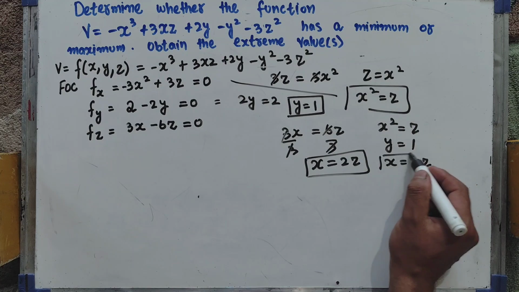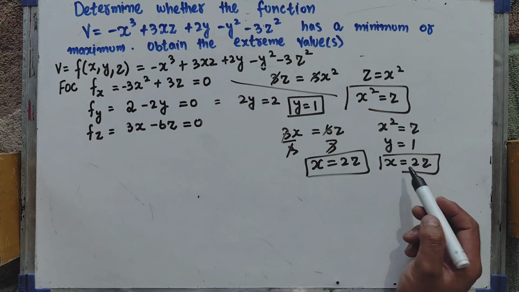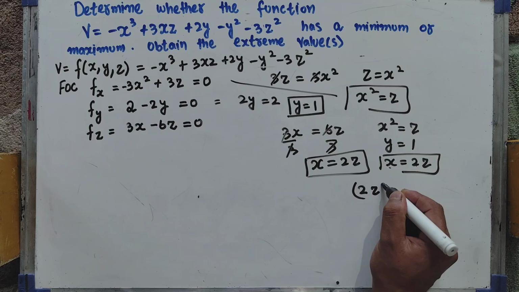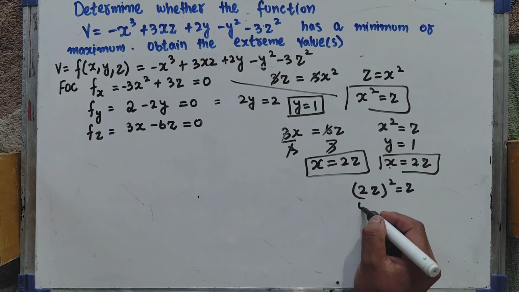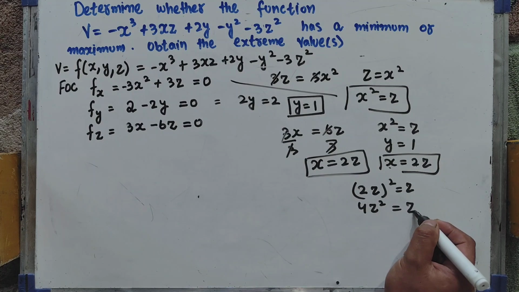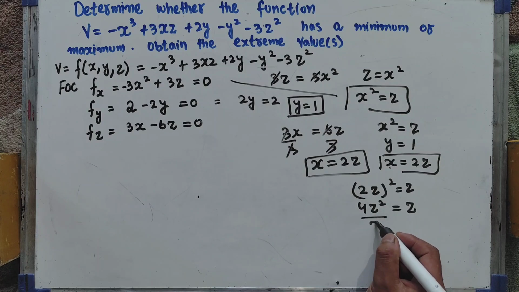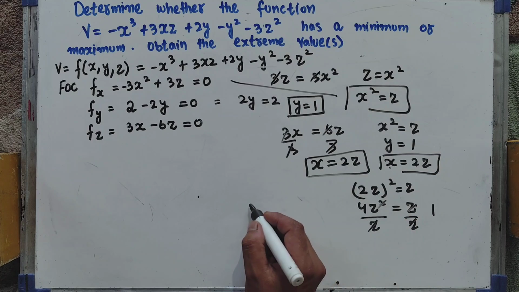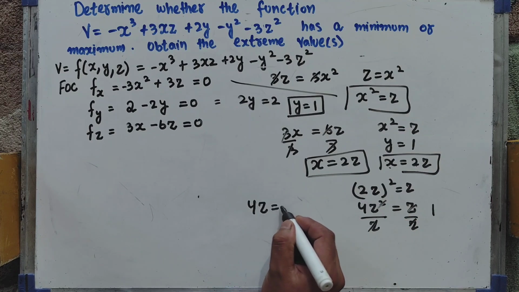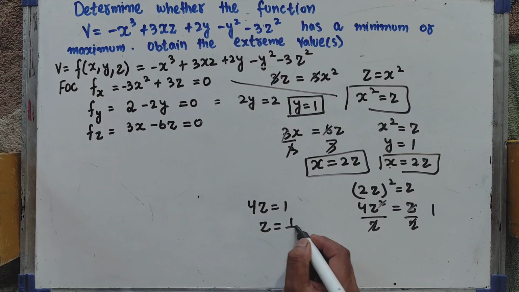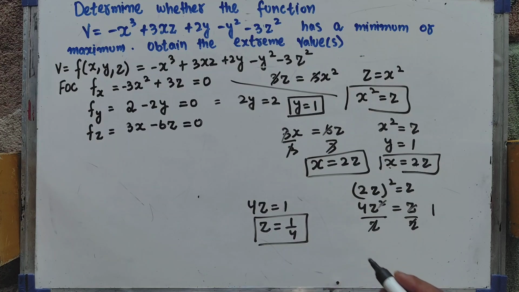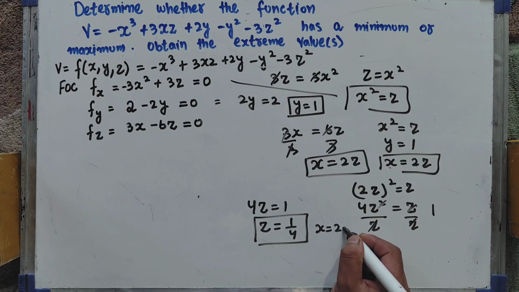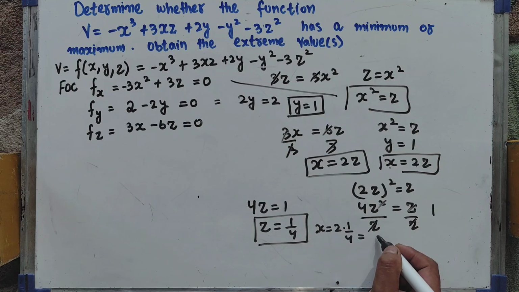Now if I plug x is equal to 2z into this equation, what will I get? In place of x, I write 2z, so we get 2z square is equal to z, which is 4z square is equal to z. Dividing both sides by z, z gets cancelled, we are left with 4z is equal to 1, which gives us the value of z is equal to 1 upon 4. Then what will be x? Since x is equal to 2 times z, x will be equal to 2 times 1 upon 4, which is equal to 1 upon 2.